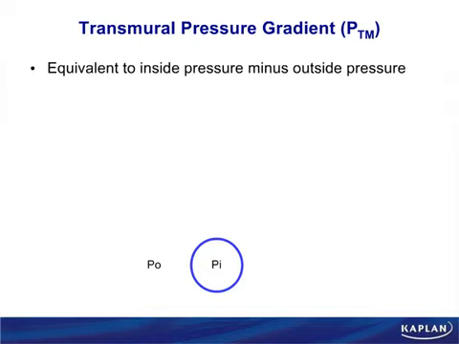Let's just take a very basic diagram. Okay, got a little circle down there. That could be an alveolus, could be a blood vessel, could be a small airway. Doesn't matter. We have a pressure inside and we have a pressure outside. The transmural pressure gradient, if it's inside minus outside, all it's telling us is the pressure difference across the wall. That's it. So I take the inside minus the outside.